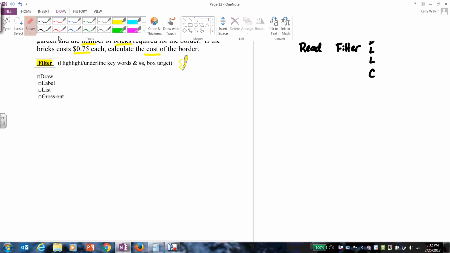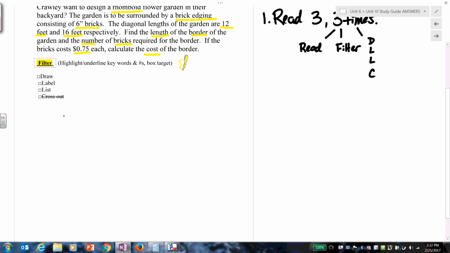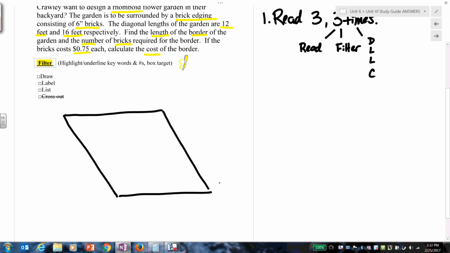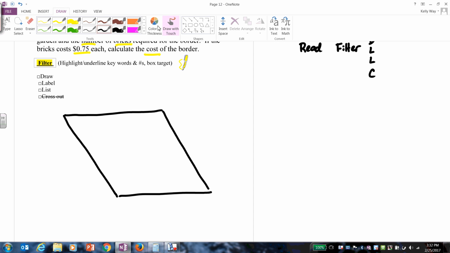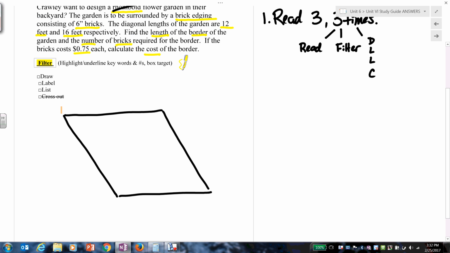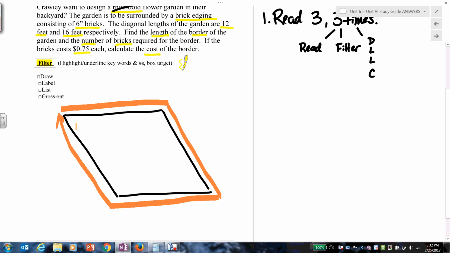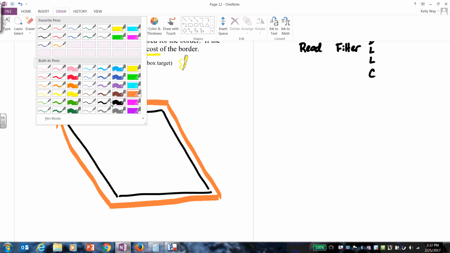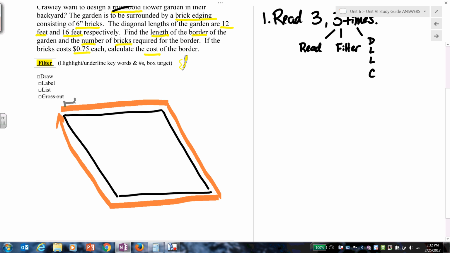Trying to make my rhombus even here. And it's surrounded by a brick edging. Now this edging, so physically touch the edging. We're going to walk our pencil around. This rhomboid garden has an edging. That implies we're going to be finding the perimeter here. The bricks are 6 inches. That means whatever the bricks, however many they are, each brick is 6 inches.